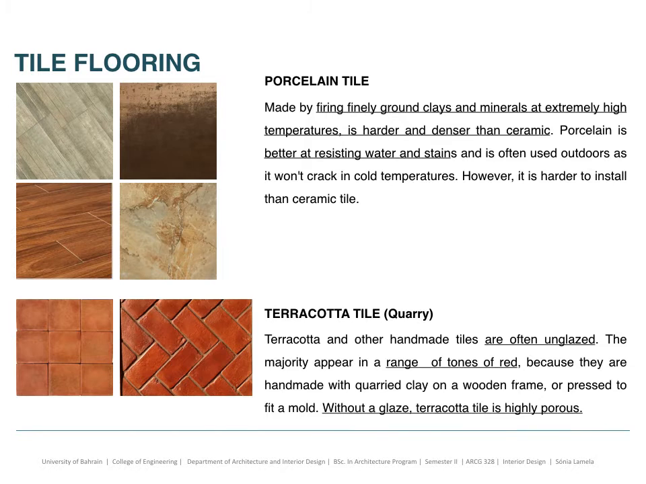Then we have the terracotta tile, the quarry. Terracotta and other man-made and handmade tiles are often unglazed, and the majority appear in a range of tones of red, from orange to red, because they are handmade with clay in a wooden frame or pressed to fit in a mold. Without a glaze, terracotta tile is highly porous. So if you want to make it water resistant, it has to have that glaze finish on top.